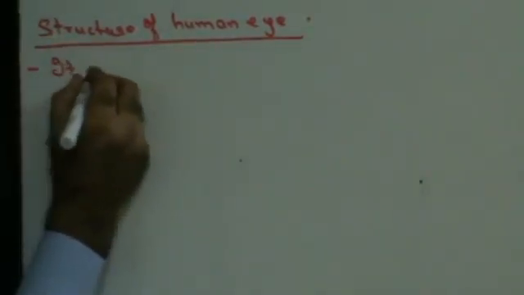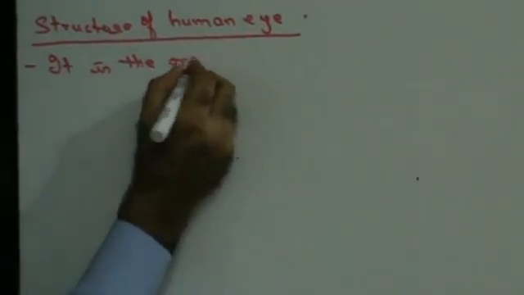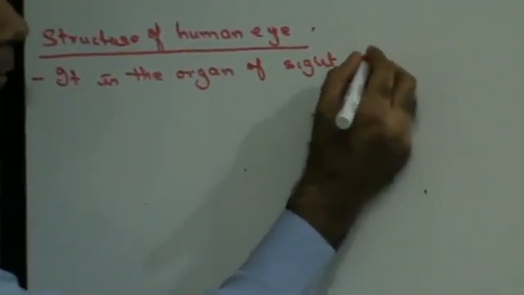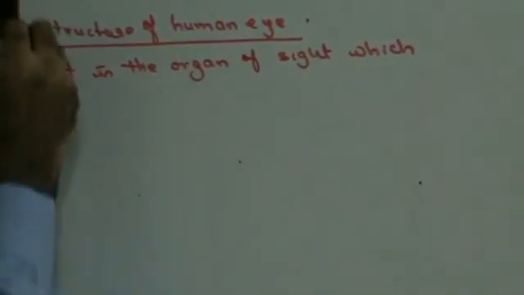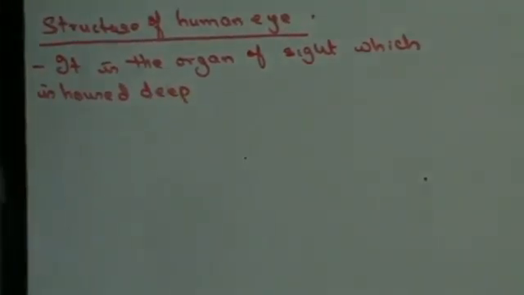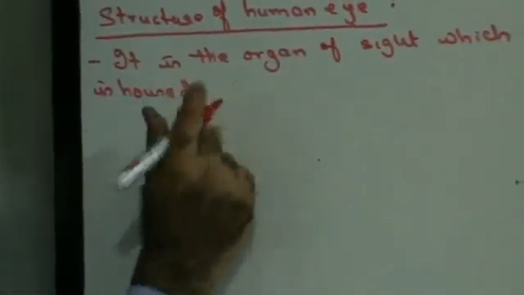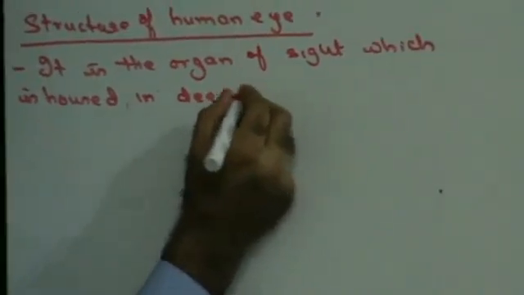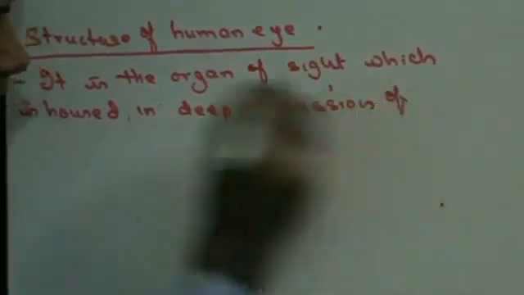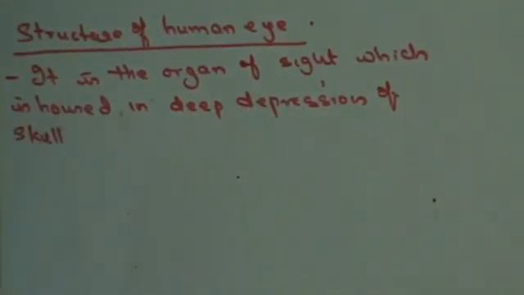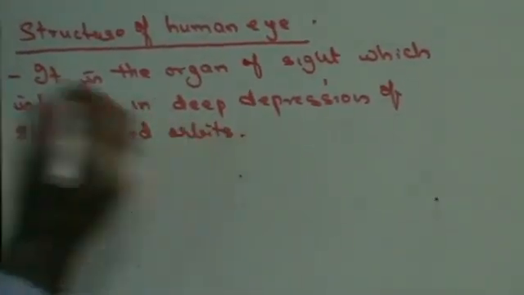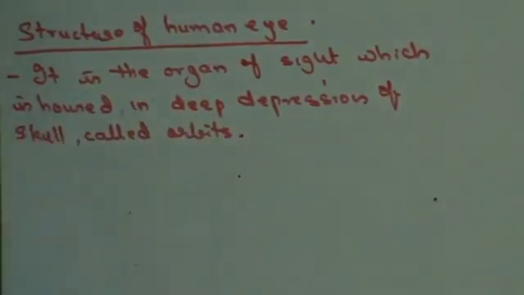It is the organ of sight, which is housed in deep depressions of the skull, called orbits. So that's where the eye is located.